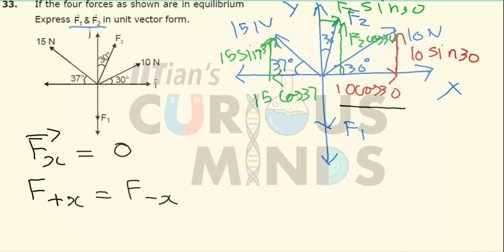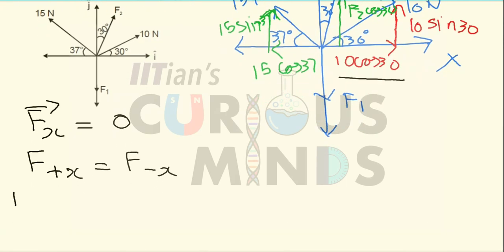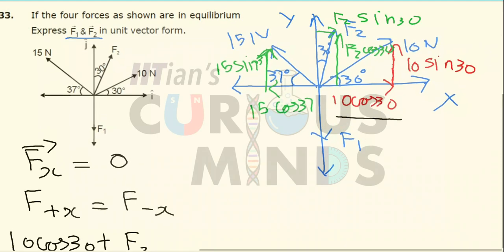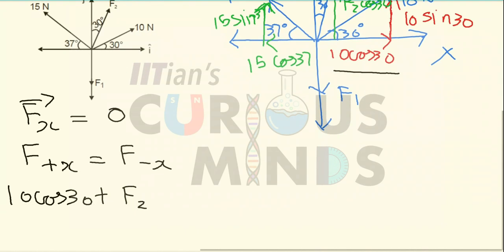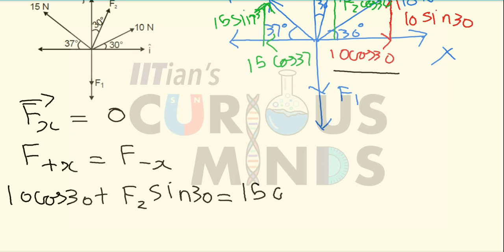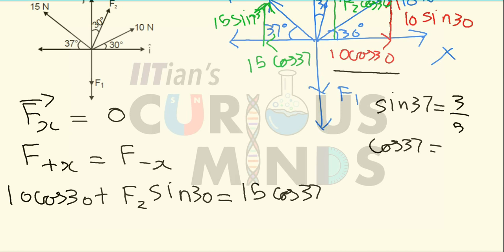Okay. So over here, what are the forces in the positive x-axis? It is equal to 10 cos 30. So I will write over here 10 cos 30 plus F2 sin 30 will be equal to, in the negative x-axis, 15 cos 37. Okay. Now sin 37 is equal to 3 by 5 and cos 37 is equal to 4 by 5.